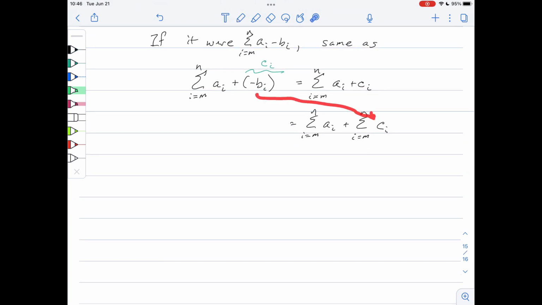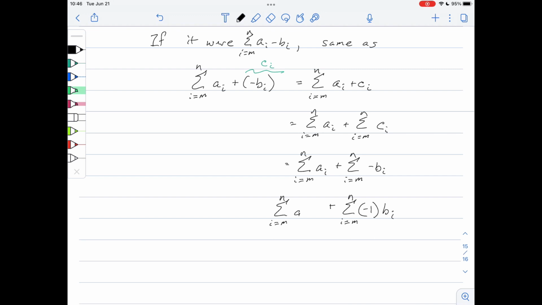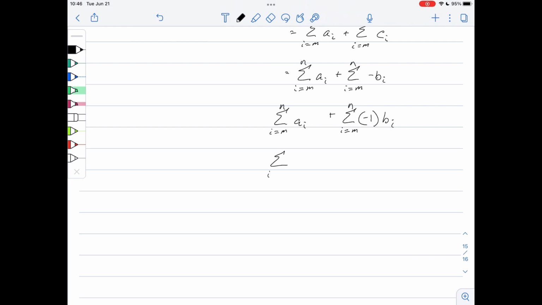We can split that sum apart just as we did in the first half of this explanation, and then bring it back, substitute the negative b sub i in for c sub i, and then notice that negative b sub i is the same as negative 1 times b sub i. So we can pull that negative 1 out, and a number plus a negative 1 times something is going to be the sum of a sub i minus the sum of b sub i.